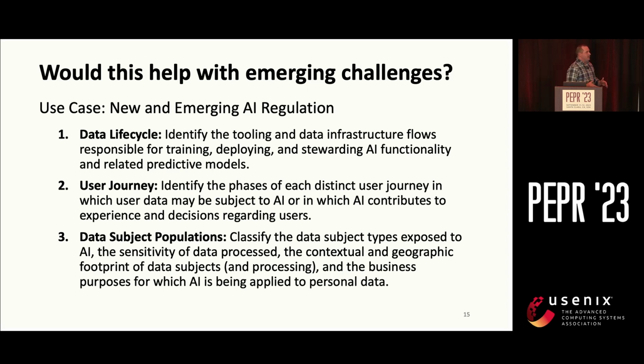You use the data lifecycle to look at what aspects of your infrastructure handle AI-based processes and personal data within them. You can look at the training, the deploying that we talked about with the panel today, but then you pull it back to the user journey and you say, okay, where are users going to experience either AI tools with them or decisions that are based off of AI-based processes? And then lastly, identify the data subject groups. Who is actually experiencing AI-based products, decisions, and results?